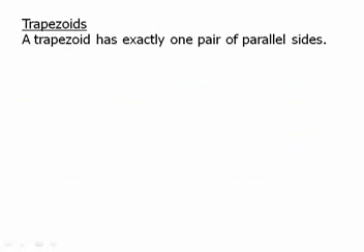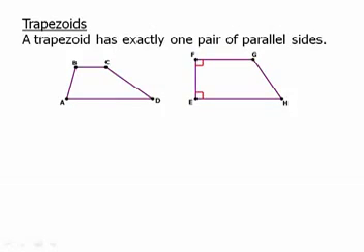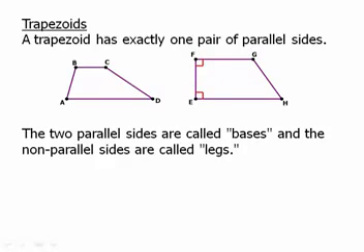Now we can talk about trapezoids. A trapezoid has exactly one pair of parallel sides. So these are trapezoids. It is possible for a trapezoid to have two right angles in it on one of the legs. The two parallel sides are called bases, and the non-parallel sides are called legs.